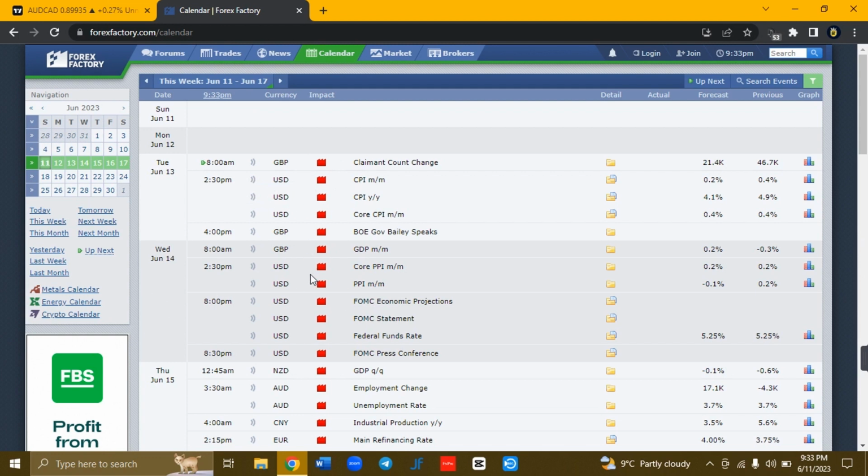Okay, so this is our fundamental calendar for this upcoming week. As you can see, Monday we have no fundamentals, and then on Tuesday we have GBP claimant count, and then the CPI at half two. I'm going to be trading this fundamentally. I'm also going to be providing a follow-up on the CPI at the end of the week.